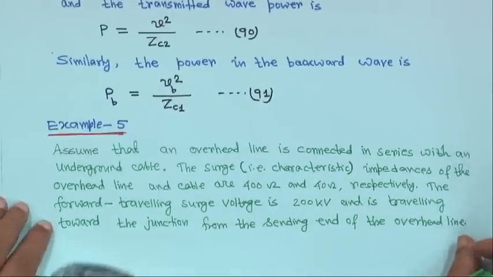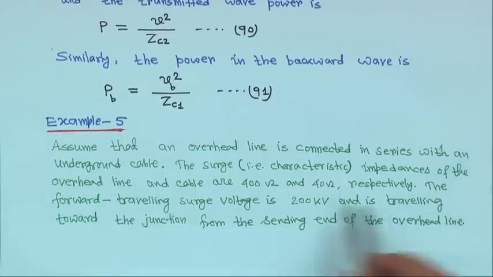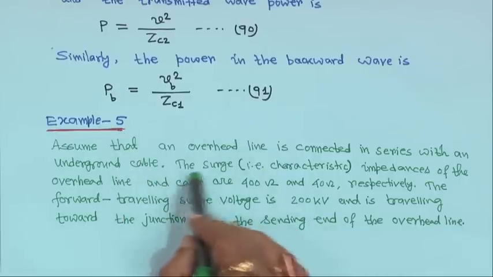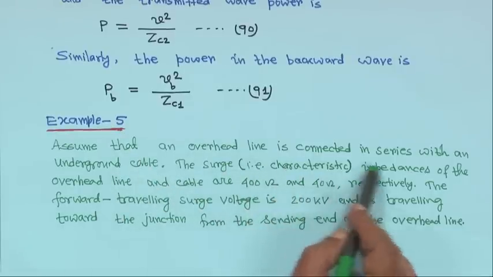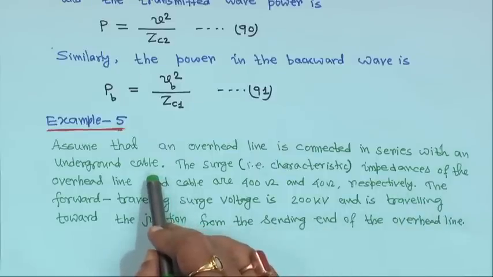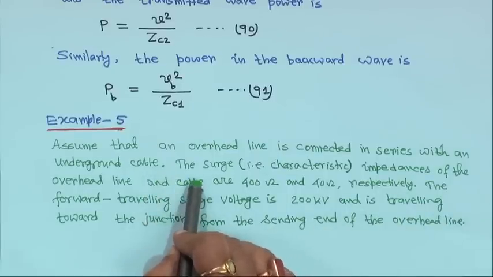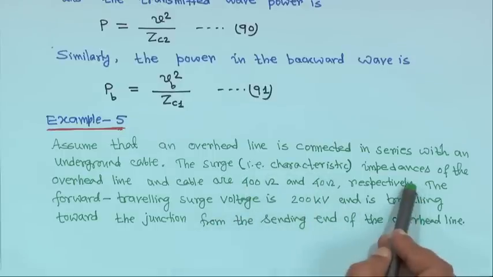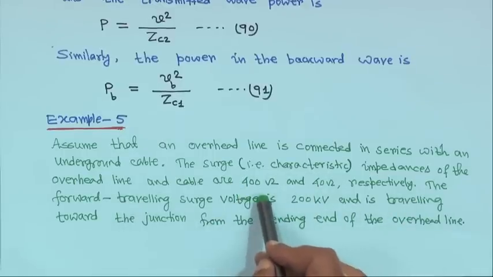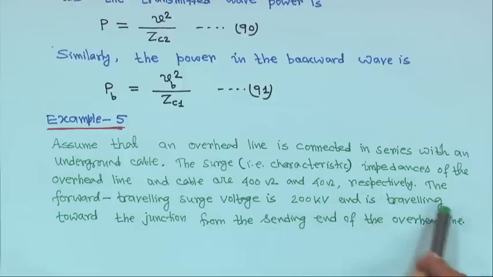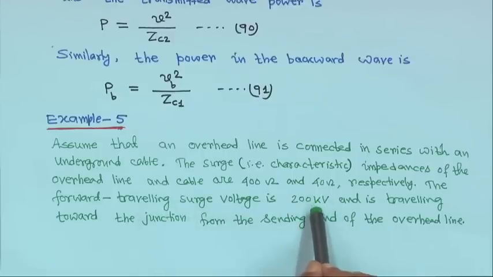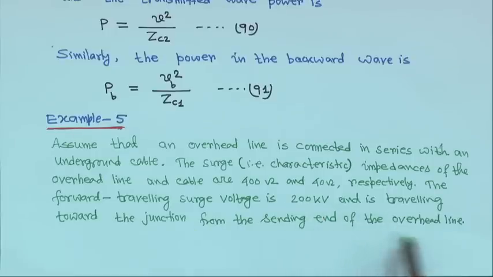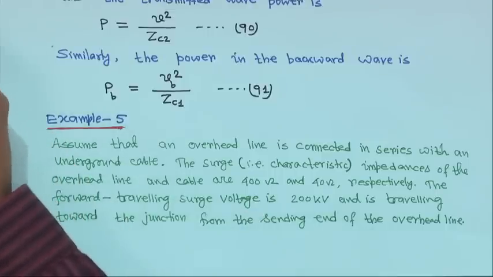Next is an example. Example 5: assume that an overhead line is connected in series with an underground cable. One is the overhead line, another is the cable. The surge impedances, that is, the characteristic impedances, of the overhead line and cable are 400 ohm and 40 ohm respectively. The forward travelling surge voltage is 200 kV, that is Vf equal to 200 kV, and it is travelling toward the junction from the sending end of the overhead line.